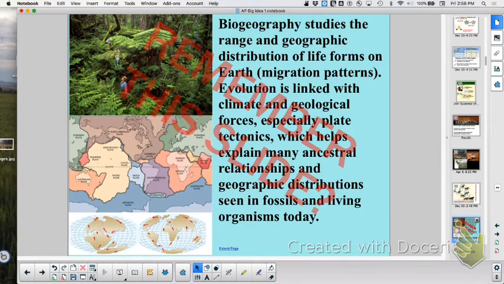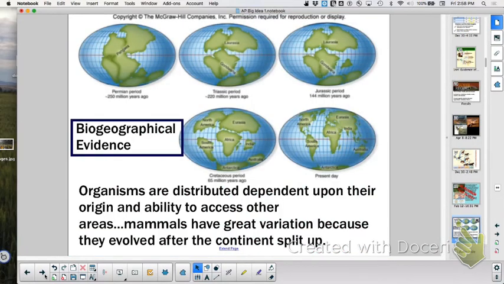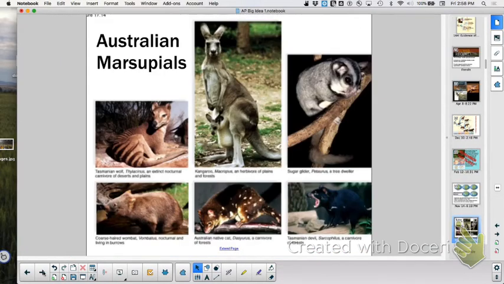Biogeographical, we already talked about this. We already reviewed it. I wanted to see if you could come up with it without me showing it to you. Here's some other biogeographical evidence.